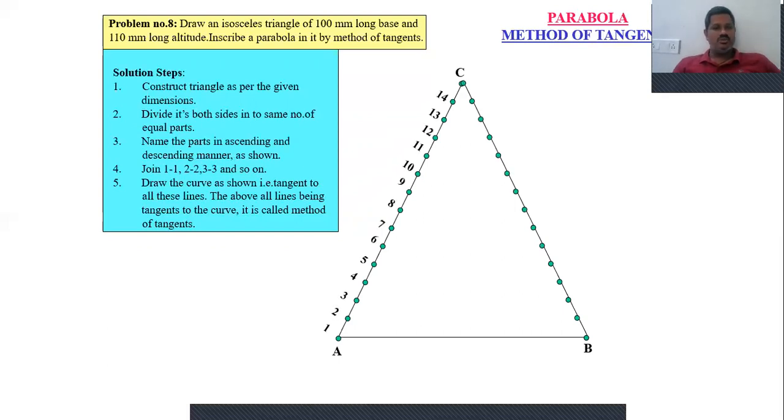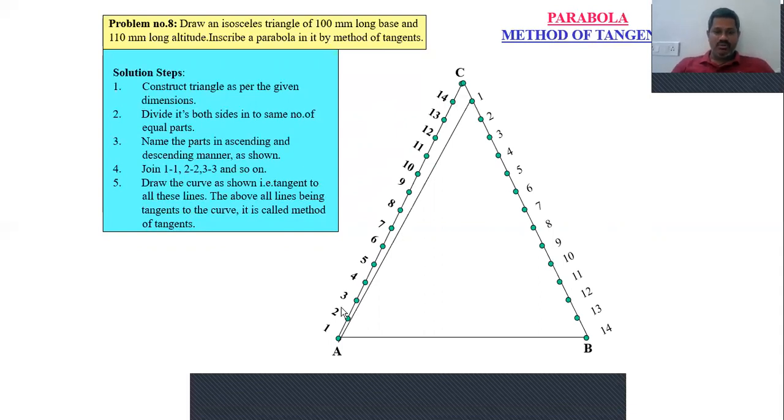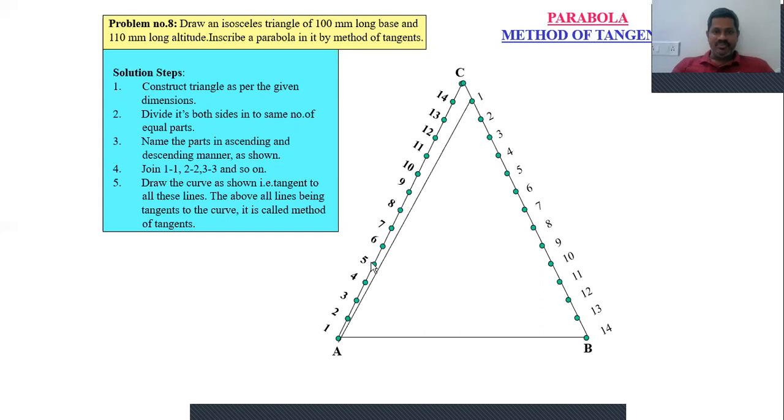So name all those points. In this case, I'm dividing the left side and right side into 15 equal divisions. Okay, so then join the 14th point here and the 14th point at this location, and the first point here and the first point at this location, second point here and second point at this location, third to third, fourth to fourth, and finally 14 to 14.